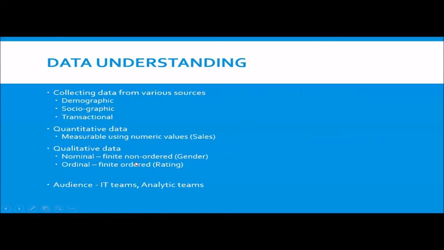So next, the next part of the process is data understanding, and this is the point where you're beginning to collect and try to understand the data that you have available to you. There are lots of different types of data out there. You might have demographic data, which would be concerned with age and education and that type of information.